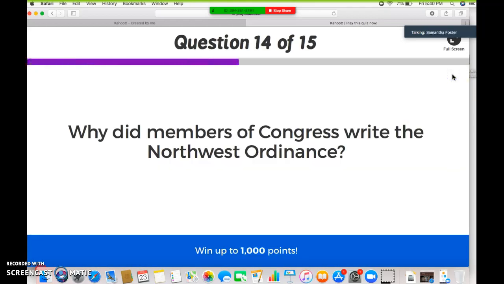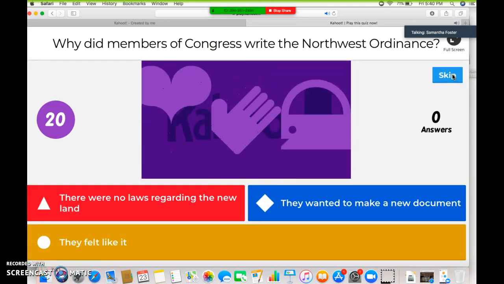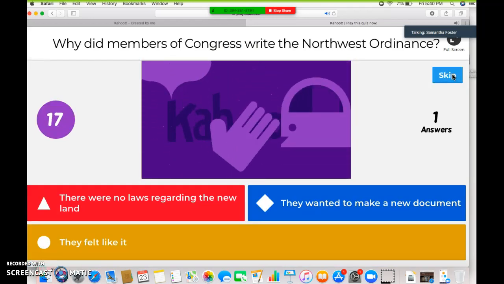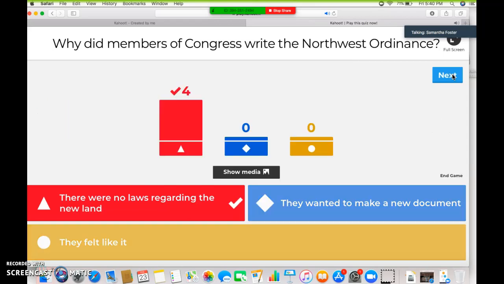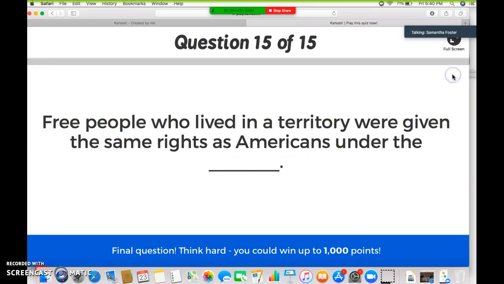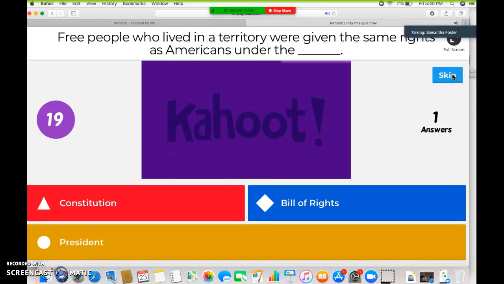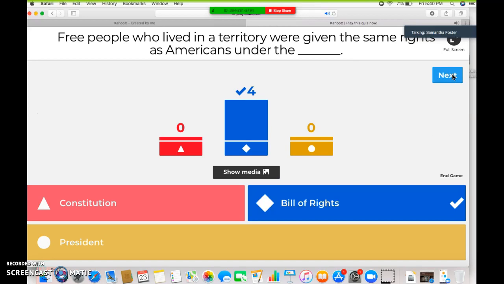Why did members of Congress write the Northwest Ordinance? What was the purpose of it? And you all got that right. Great. There were no laws regarding the new land. Right. Last question. Free people who lived in a territory were given the same rights as Americans under the blank. So is it Constitution, Bill of Rights, or the President? Bill of Rights. Nicely done, you guys. Awesome.